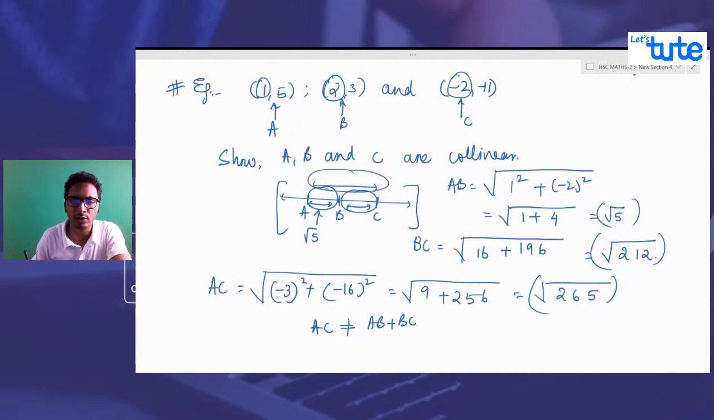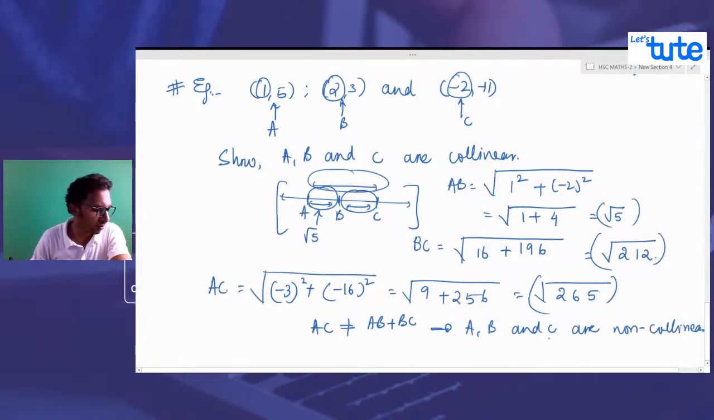Okay, then let's continue. So from here we see that AC is not equals to AB plus BC. So basically AC is the biggest length, and biggest length should be equals to the sum of the two smaller lengths if they are collinear. Since they are not equals, we can say that A, B and C are non-collinear. Okay, fine then, good.